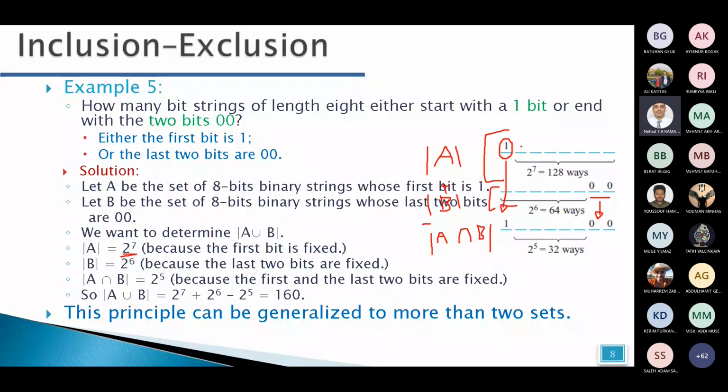To get the first one, we have 2 power 7 ways. Why? Because we have 7 digits. But you said it's 8 digits. Its length is 8, but one is fixed, so the number of different ways depends on the combinations of these 7 digits. So we have 2 power 7 ways to select different bit strings if the first one is fixed as 1.